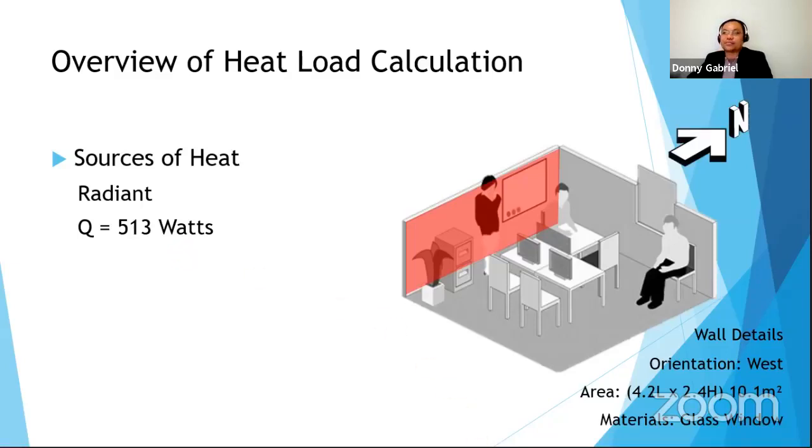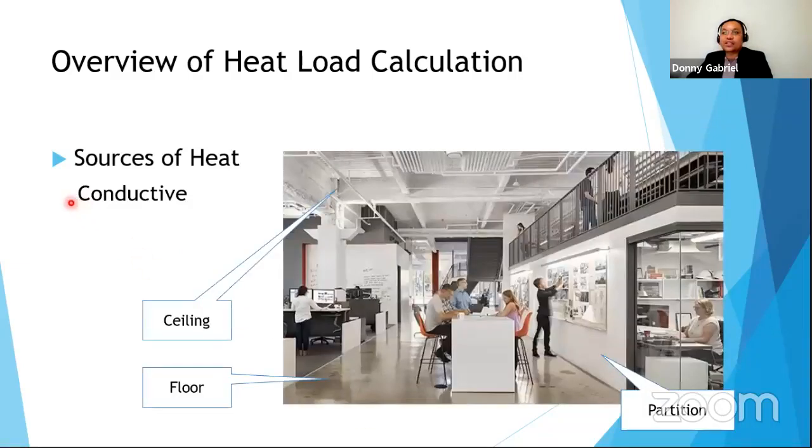Okay. Next is conductive. So meron tayong una kanina, no? Radiant heat load. So radiant heat load natin 513. Now we are going to use conductive heat load. What is conductive heat load? Conductive heat load can be seen through the ceiling, through the floor, and through the partition.